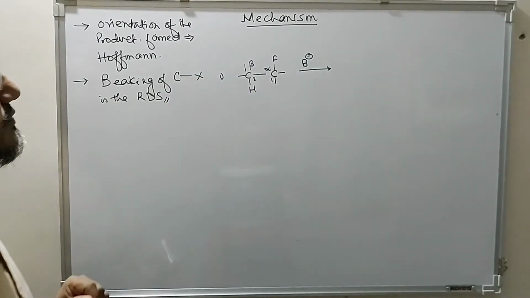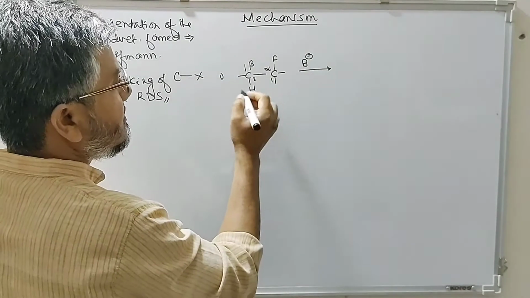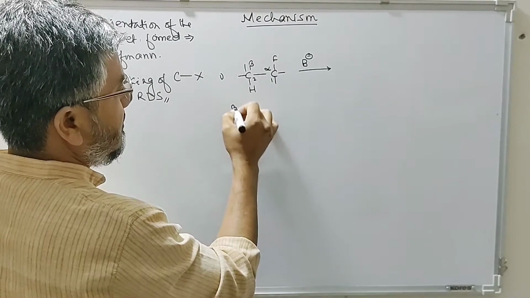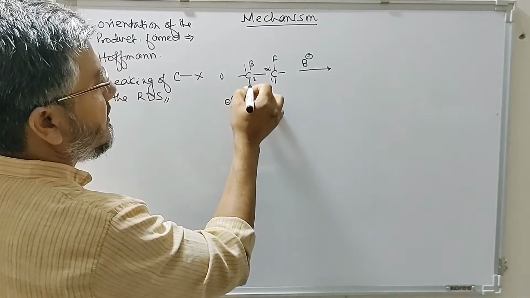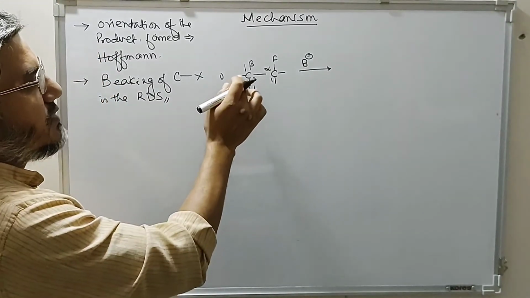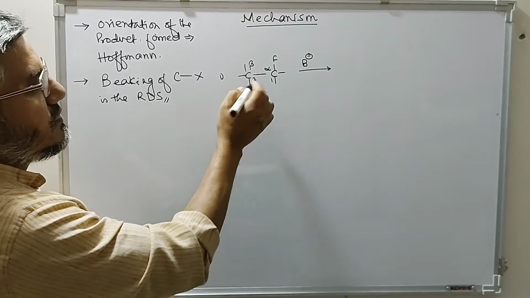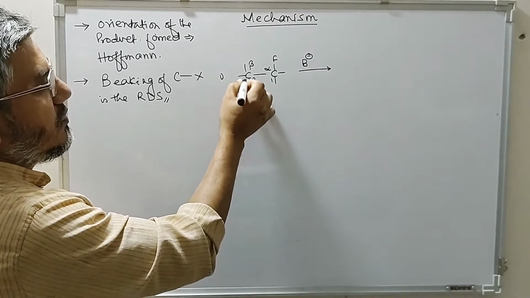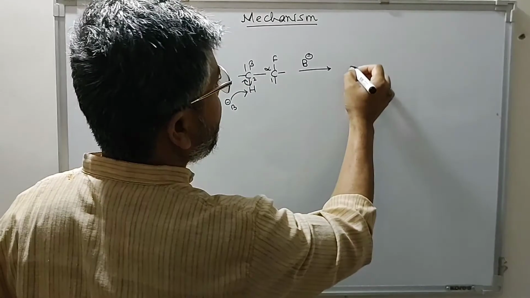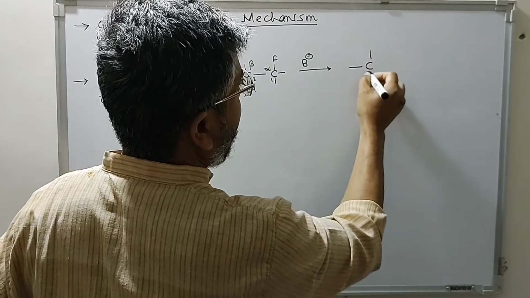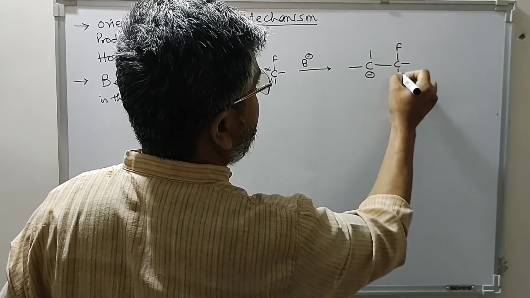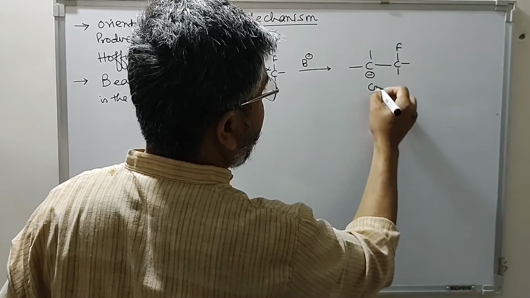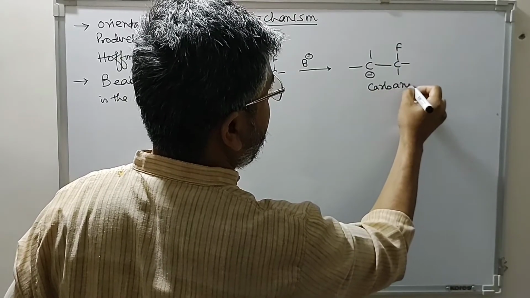So in the first step, this B minus abstracts this acidic hydrogen, and this electron pair which was shared between beta carbon and hydrogen is transferred to beta carbon, and this gives you carbanion, that is C minus. So this is the carbanion intermediate.